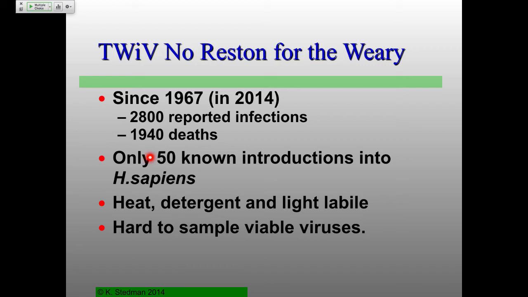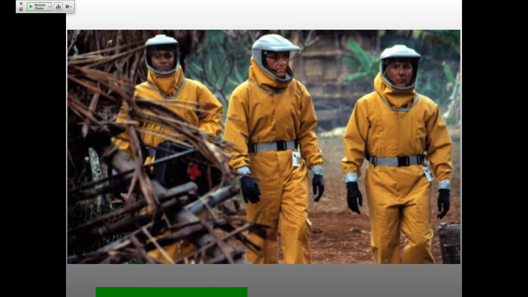And if you look at the actual virion, it's actually pretty wimpy. If you heat it up too much, give it a little detergent, a little bit of light, the virions fall apart pretty quickly. But what that means is it's actually kind of hard to sample and get these viable viruses unless there are really, really large numbers of them. But despite that, Dustin Hoffman gets to dress up in his suit here and run around the world and try and protect everyone from it. So, not too far off.